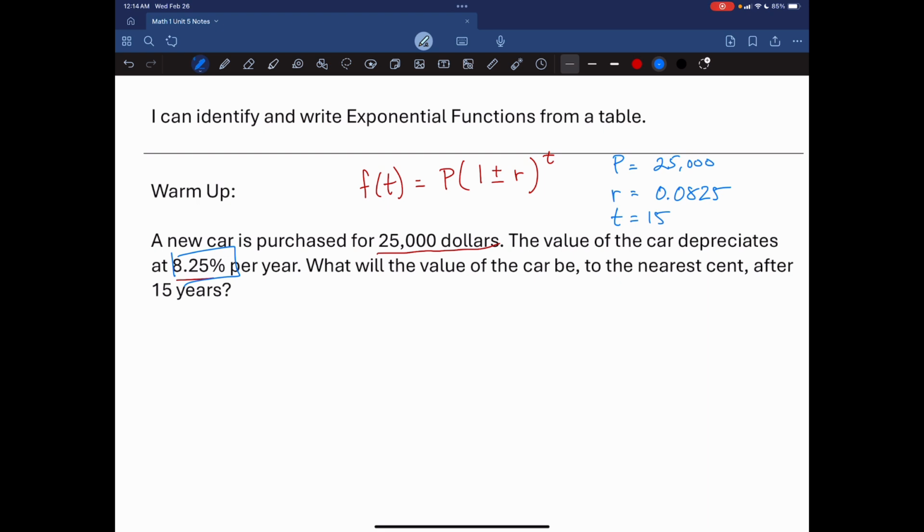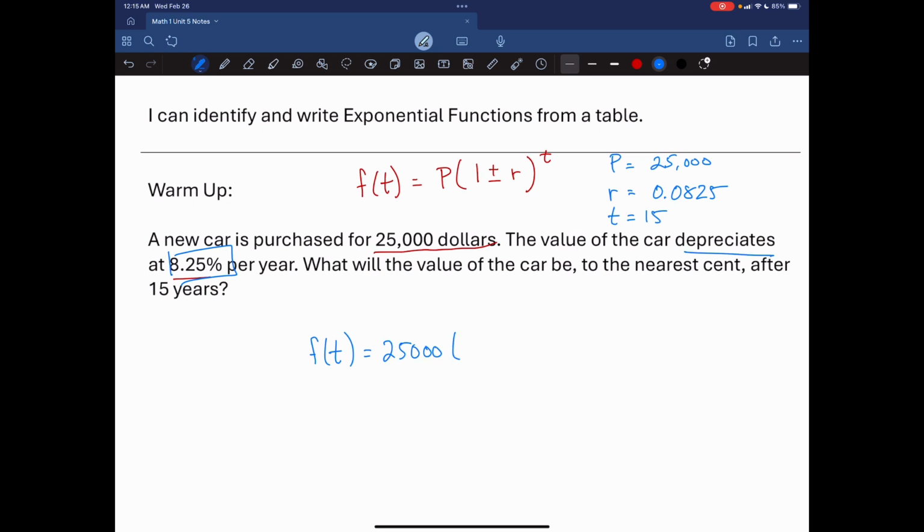Okay, so we have a function, I'm not going to use time yet, is 25,000 times... We are depreciating, so it's going to be 1 minus 0.0825, and I'm going to raise that to the t.